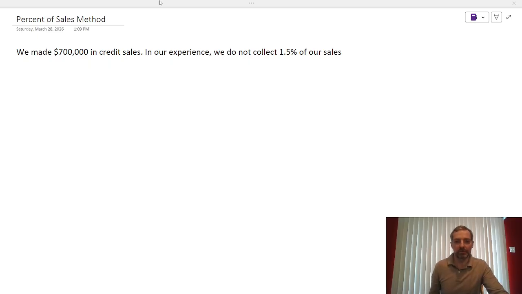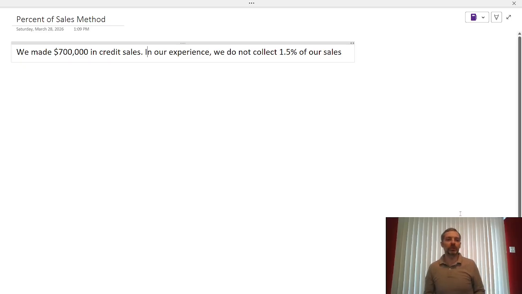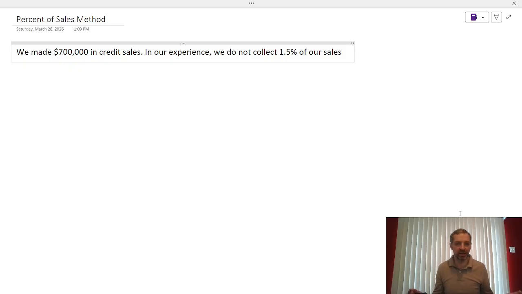So here's an example for using the percent of sales method. Percent of sales method is we look at the sales that we've made, and specifically, we have to look at credit sales because why not cash sales? Well, cash sales have nothing to do with bad debt expense. There's never any bad debt expense with a cash sale. Our customers already paid us.